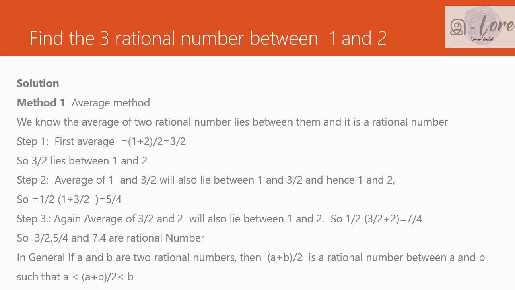1 plus 2 divided by 2. So 1 plus 2 is 3. So 3 by 2 is also a rational number. That's what is given: 3 by 2 lies between 1 and 2. Step 2 is to find the average of the numbers 1 and 3 by 2.